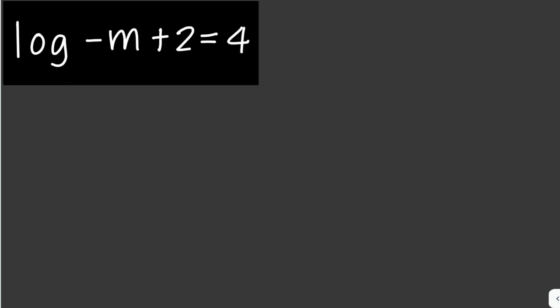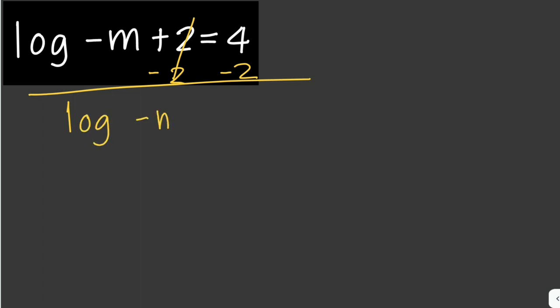Okay, let's solve another problem here. Logarithm of negative m plus 2 equals 4. Okay, to solve this, we'll just subtract 2 from both sides. Then we are left with logarithm of negative m equals 2.